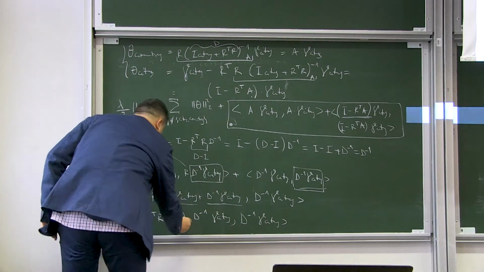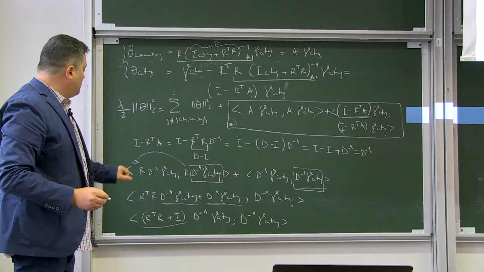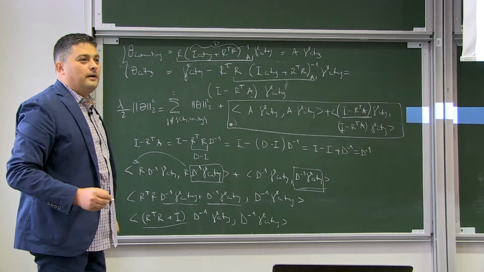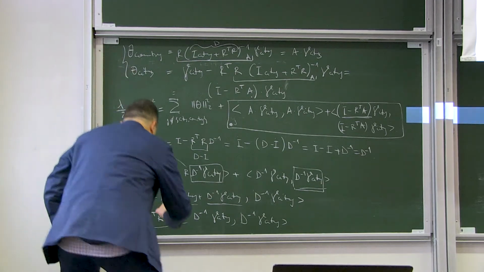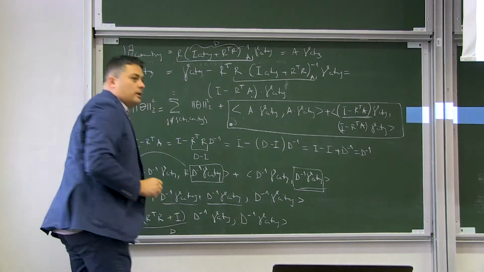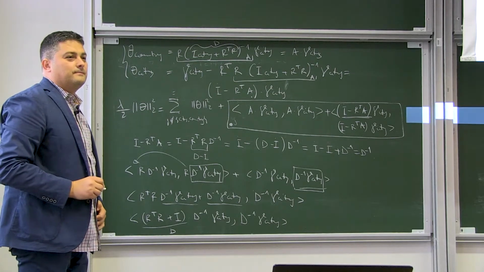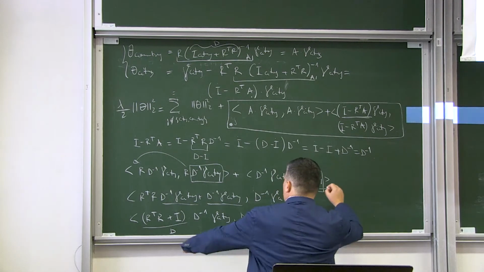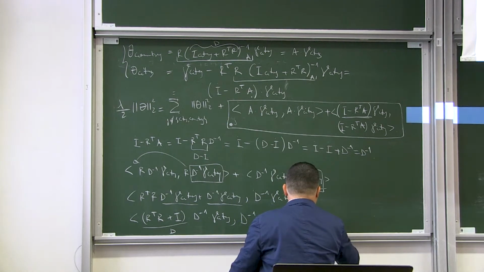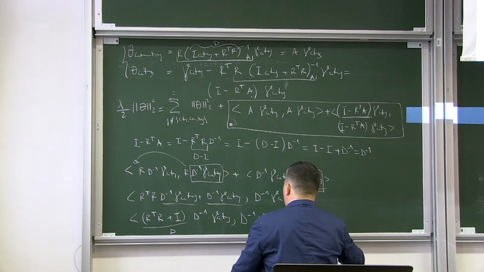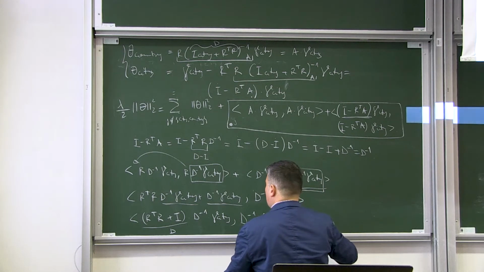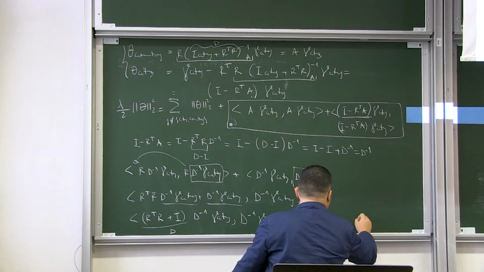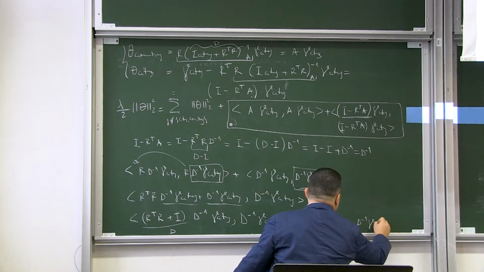Now let us look at this expression. What is this expression? Identity plus R transpose R. This is D. So this means I have D times D minus 1, and this becomes identity. So then I basically get gamma ct and d minus 1 gamma ct.